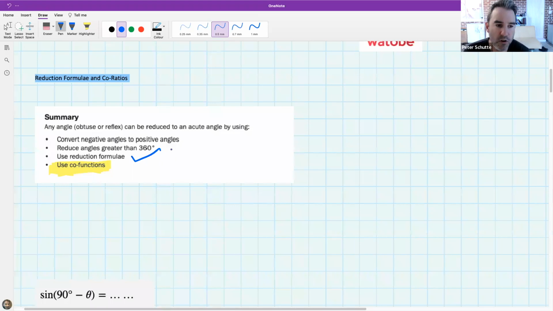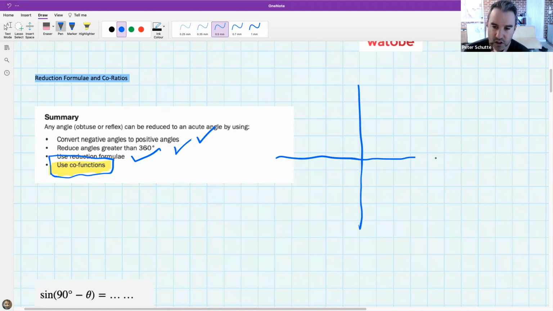We also spoke about dealing with angles that were bigger than 360. And we also spoke about how we deal with negative angles and when we're reducing them. But there's another technique that we need to know how to use called co-functions. And when we do co-functions, we use the vertical axis on the CAST diagram. So I'm going to draw a CAST diagram quickly.